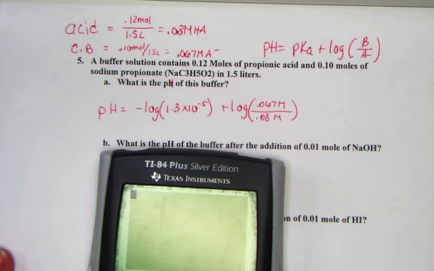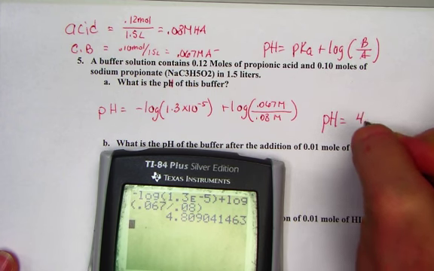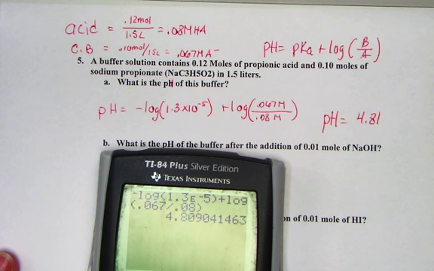Hitting for pH, we come up with negative log of 1.3 E negative 5 plus the log of the ratio of 0.067 divided by 0.08. The pH of this buffered solution is 4.81 pH units.